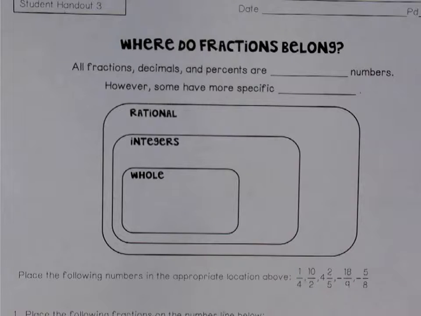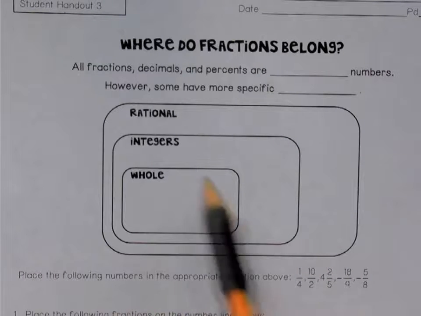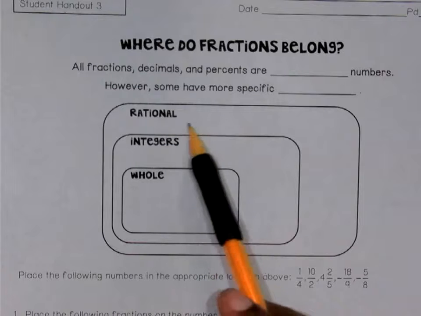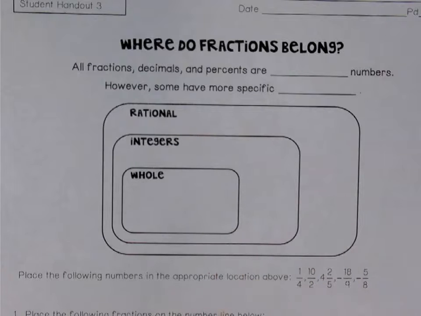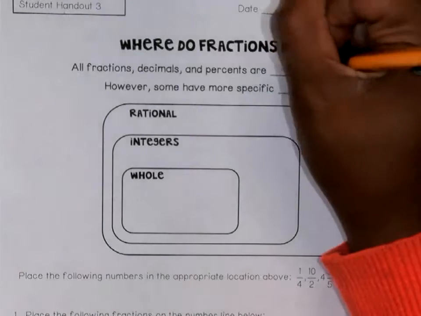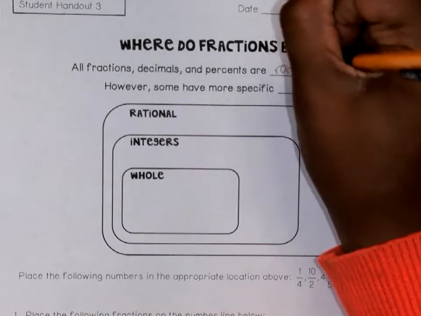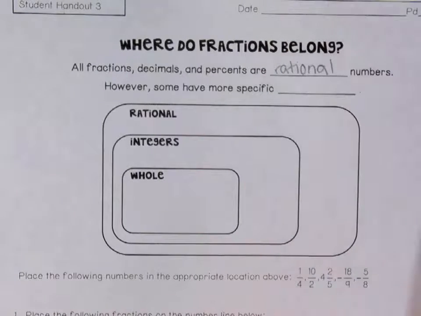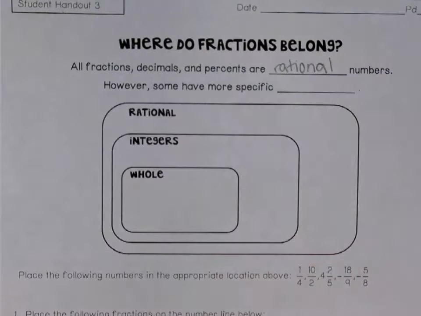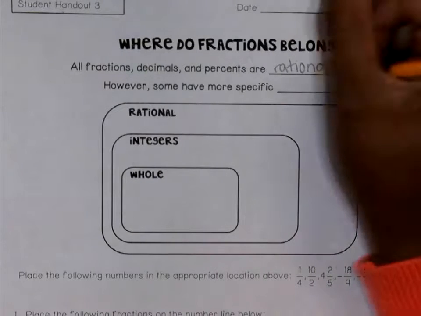Okay, so we know that we have whole numbers, integers, and rational numbers. We said whole numbers are always positive. Integers can be negative and positive, but they have to be whole numbers. And we had decimals and percents that we just converted in our last video. So these are called rational numbers. However, some have more specific classifications.